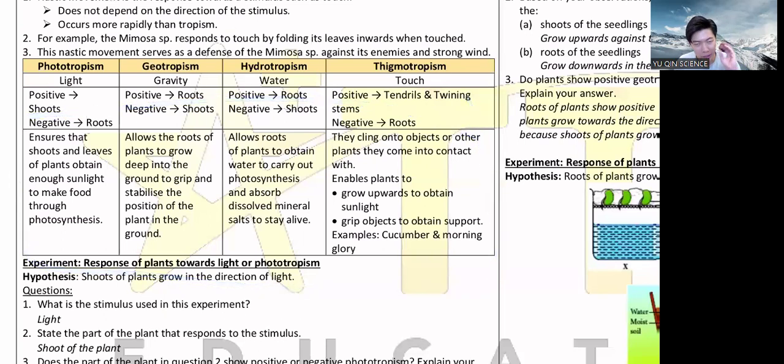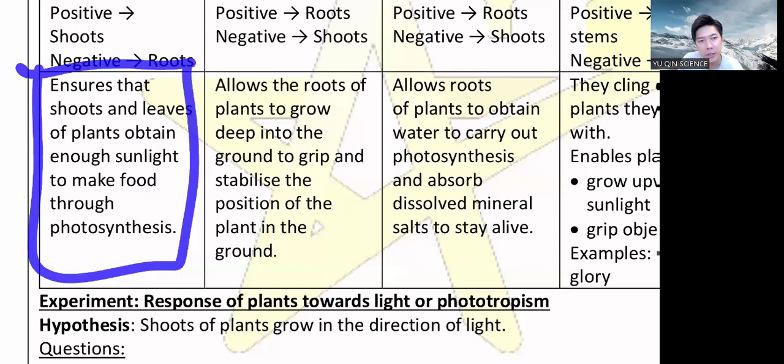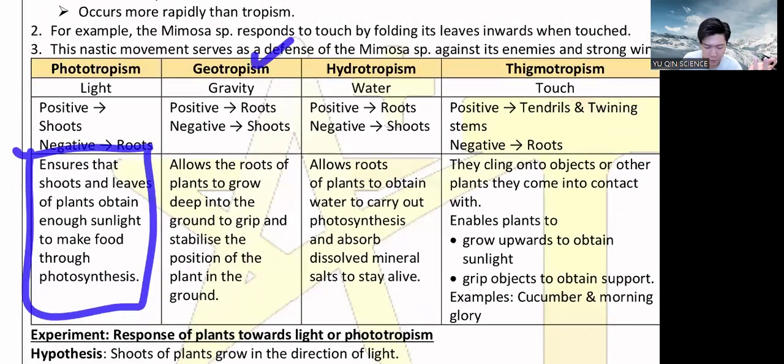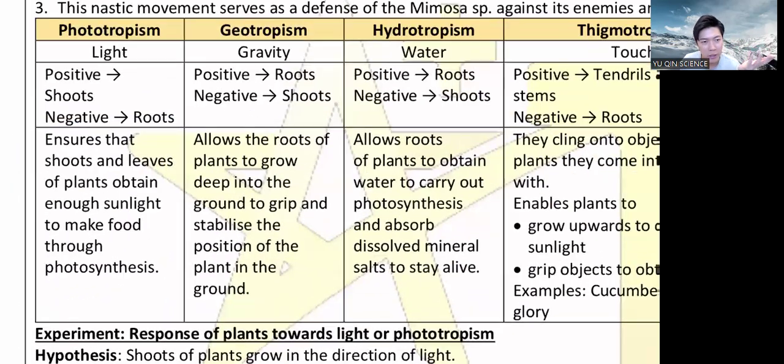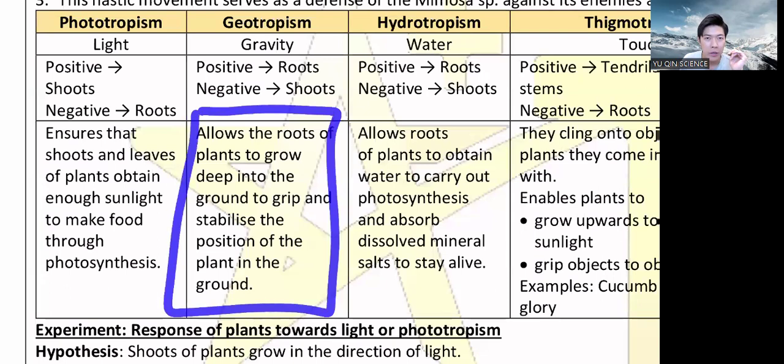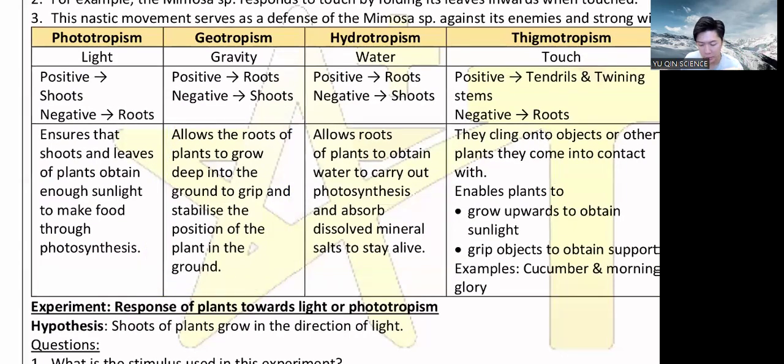We all know, but you have to memorize the detail. We all know phototropism is to look for the sun for photosynthesis, but the detailed answer is this one. We know geotropism is to look for gravity, but the proper answer is this one. We know hydro is water. So all the details, you all need to do on your own.